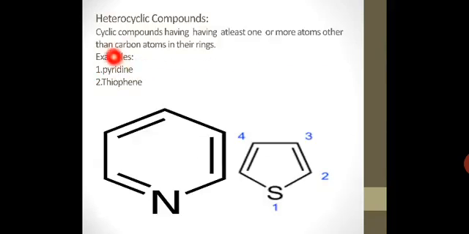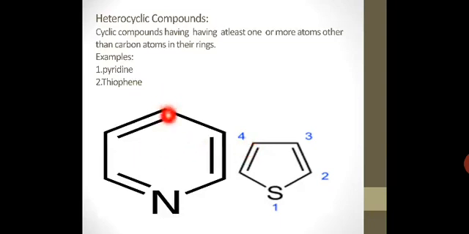Okay, last one, that is heterocyclic compound. Cyclic compounds having one or more atoms other than carbon in their ring. Now in these compounds, hetero means different. So in these compounds, along with carbon and hydrogen, some other heteroatom will also be present. These will be termed heterocyclic compounds, and examples are pyridine. This one is the structure of pyridine, and this one is of thiophene.